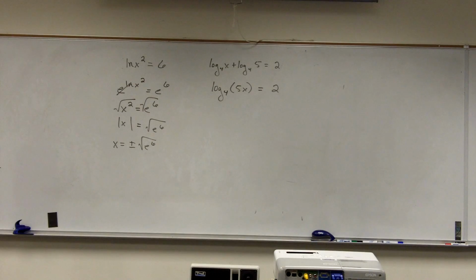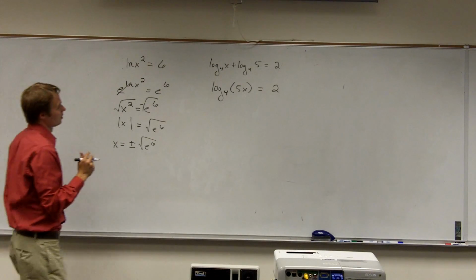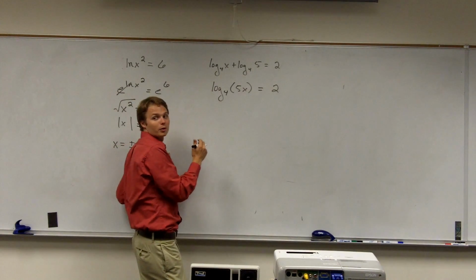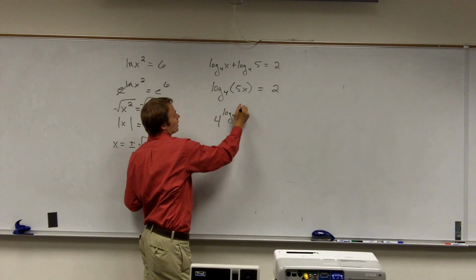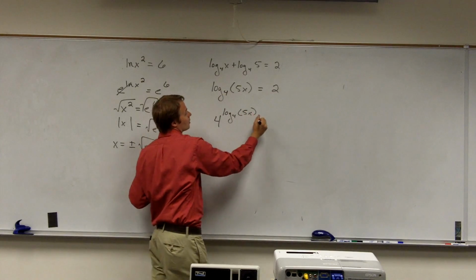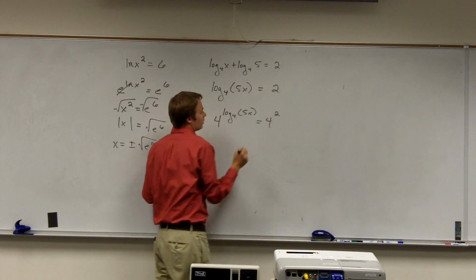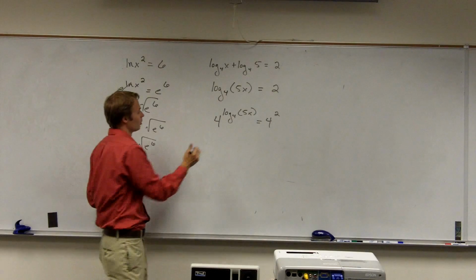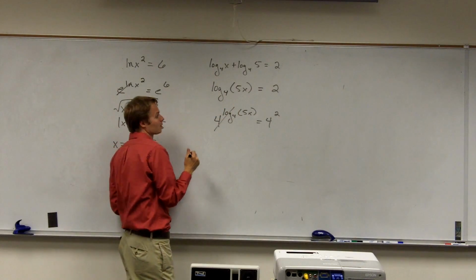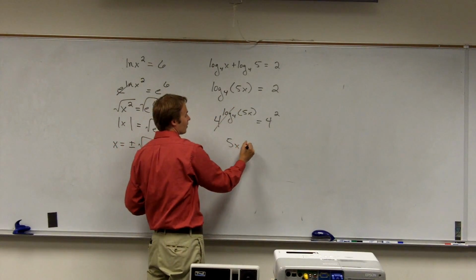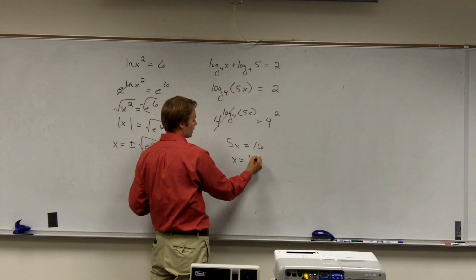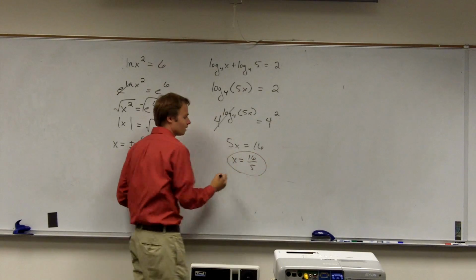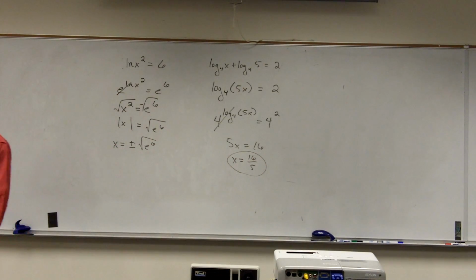Or x times 5. And now you would raise both sides to the power of 4. I'll raise both sides to the power of 4 to get rid of the logarithm. And so 4 to the log base 4 cancels out, and I'm just left with 5x is equal to 16. So x is equal to 16 over 5. So there's a lot of little tricks like that that you can go after.